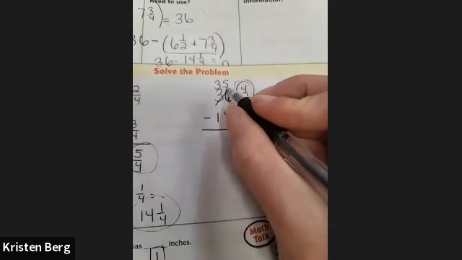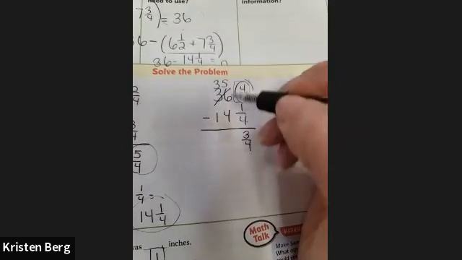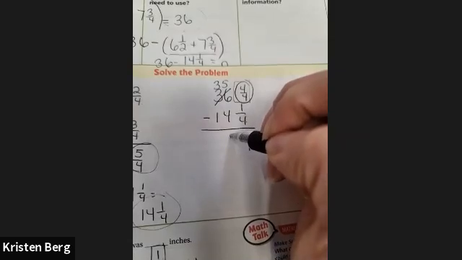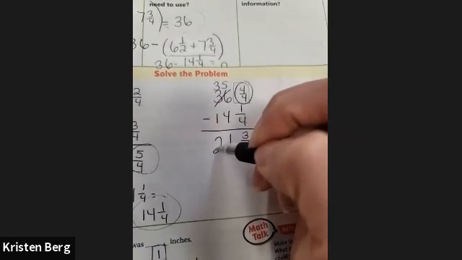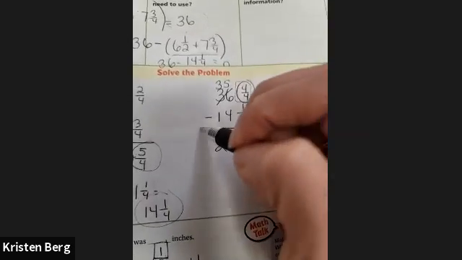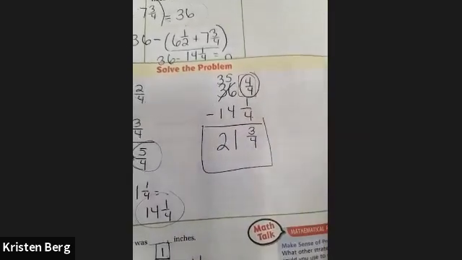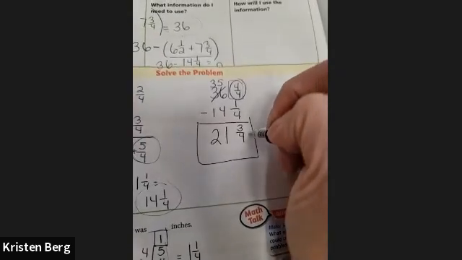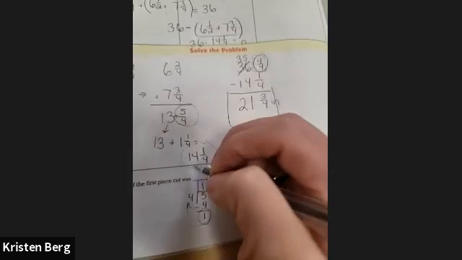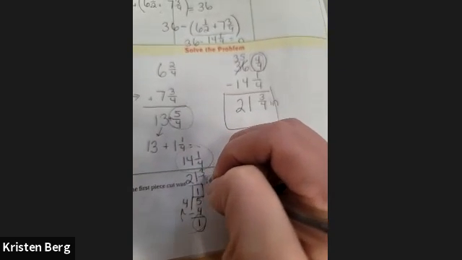And now I just look at my whole numbers. 5 minus 4, can I do that? Yes, that would be 1. And 3 minus 1 is 2. So therefore, the missing amount is 21 3/4 inches. So 21 3/4 inches. All right, here we go.